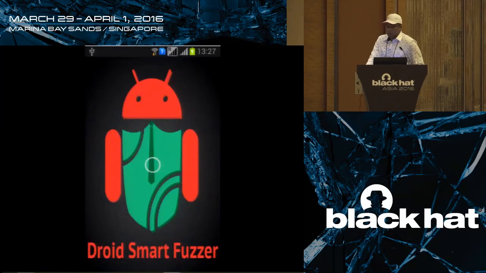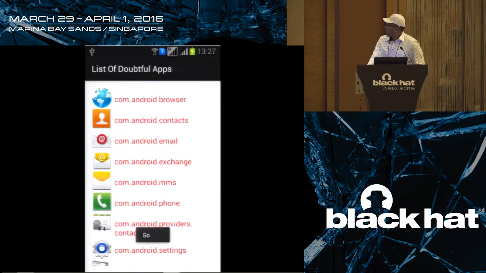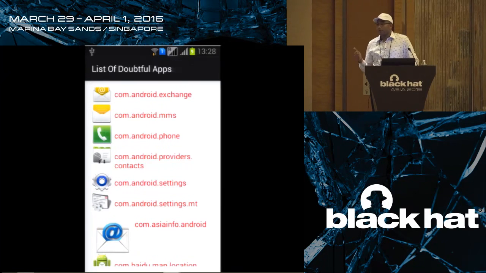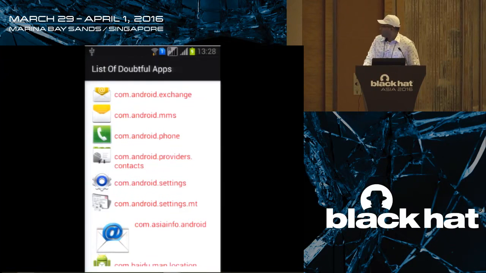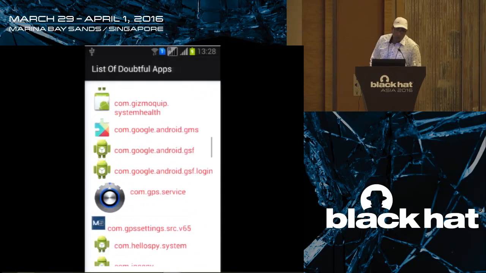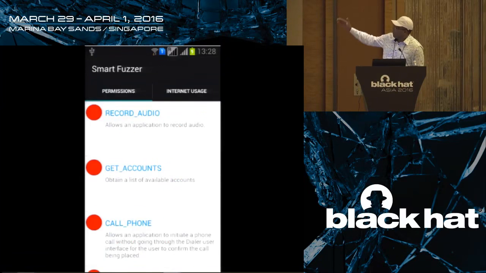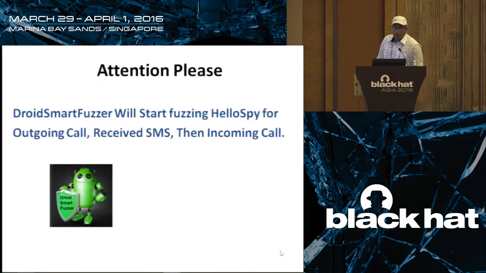Here is our Droid Smart Fuzzer. This is the filter. We already read all installed application permissions. And if any of them have one or more of our interested privacies, incoming call, outgoing call, received SMS, we put it in our doubtful list. You see here we have a lot of commercial spyware applications. Now we will choose com.hellospy.system. This is the permissions of com.hellospy.system. And now we will fuzz this commercial spyware, Hello Spy.